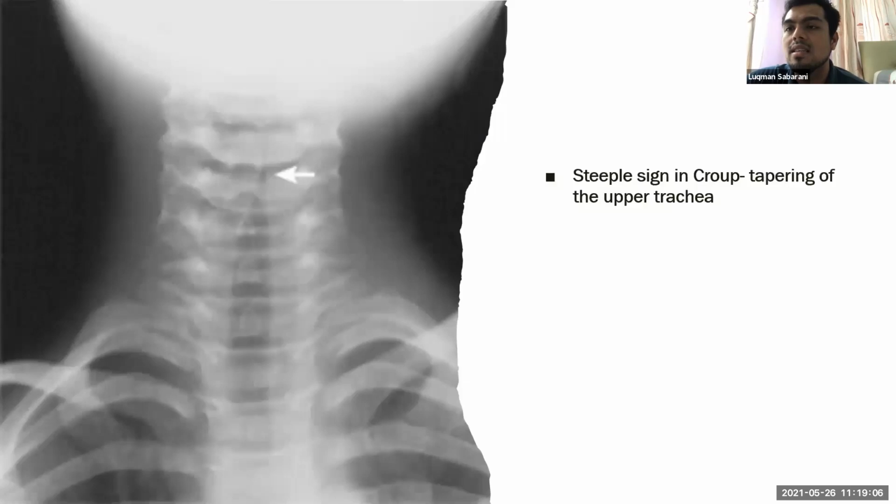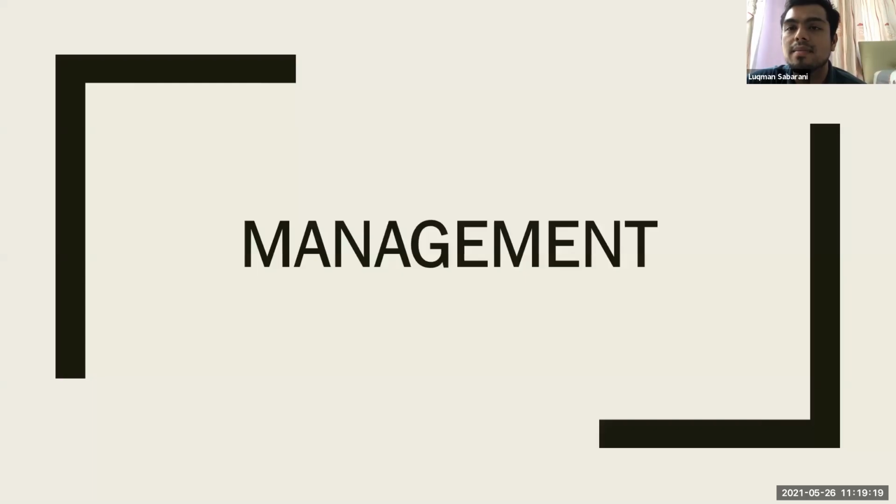Okay, next is a patient with croup, where there is a tapering of the upper trachea, known as the steeple sign. Okay, next we move to the last part, which is the management for a patient presenting with breathlessness.